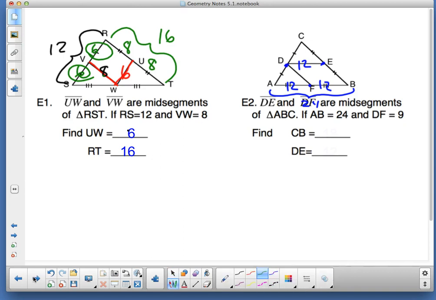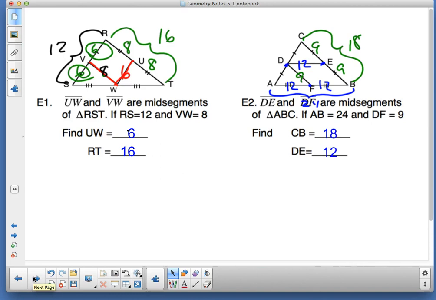Now, if I'm looking at DF is 9, well, this is 9, this is 9, that means this bad boy is 18 as I'm going through. Are there questions regarding any of the steps I did? We're doing okay? Feeling pretty, hey, I can handle this stuff? Okay.